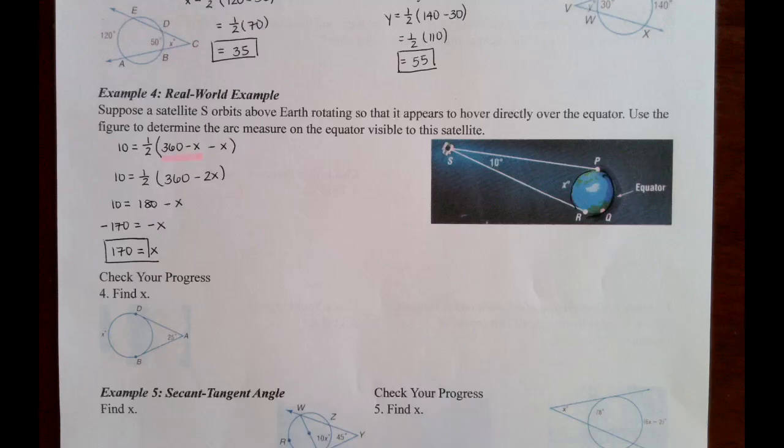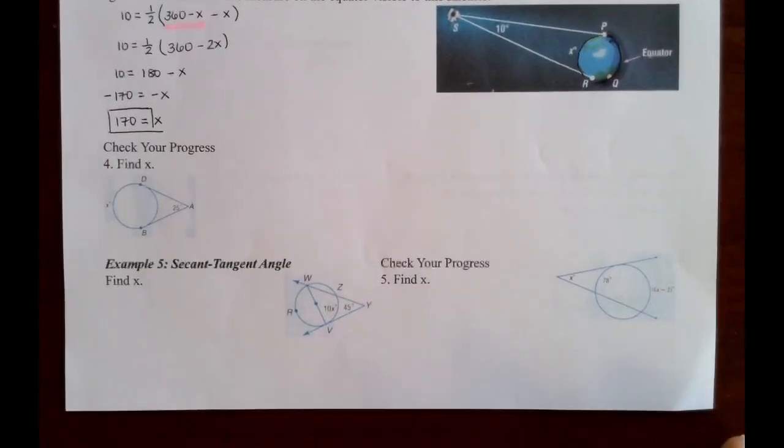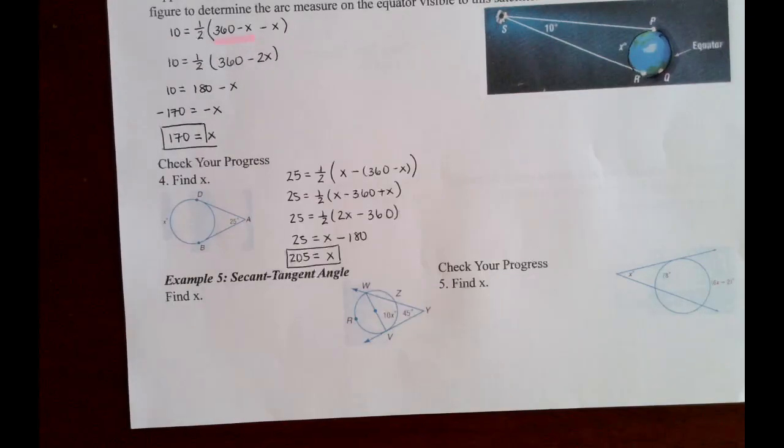So why don't you try CYP4, and then once you're done, come check your answer. You should have gotten that x equals 205. If you got that right, you can move on to our last example. If not, here is your explanation.